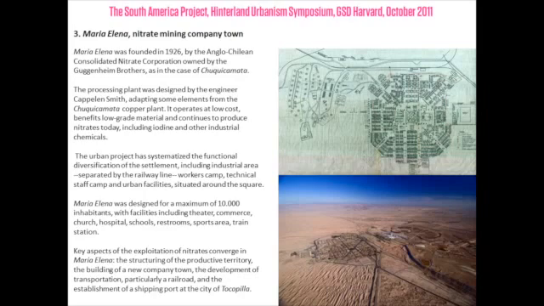Maria Elena was designed for a maximum of 10,000 inhabitants with facilities including theater, commerce, church, hospital, schools, restaurants, sports area, train station. Key aspects of the exploitation of nitrates converge in Maria Elena: the structuring of the productive territory, the building of a new company town, the development of transportation, particularly the railroad, and the establishment of a shipping port at the city of Tocopilla. Here we can see the Maria Elena company town just in the middle of the Atacama Desert near the Pampa of Mirage.